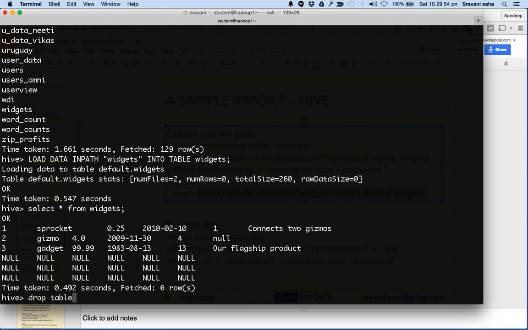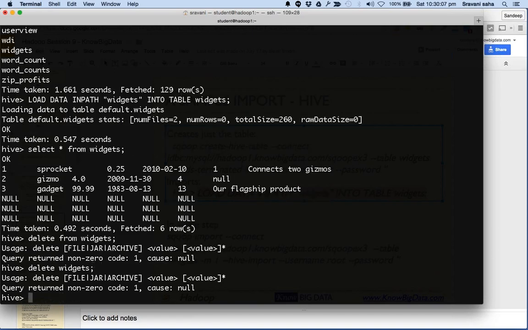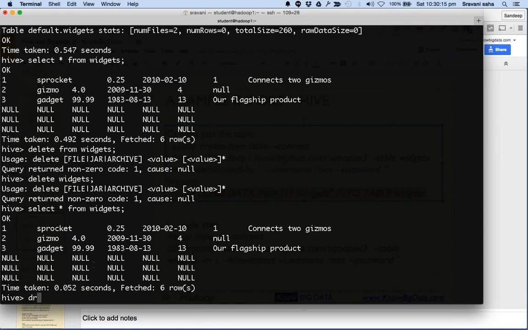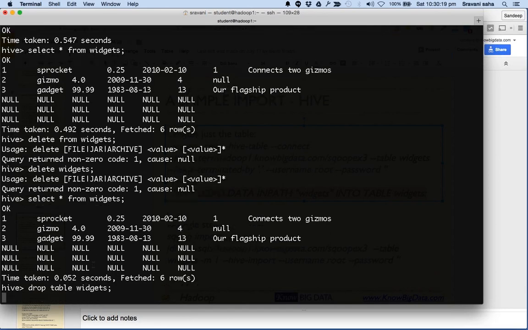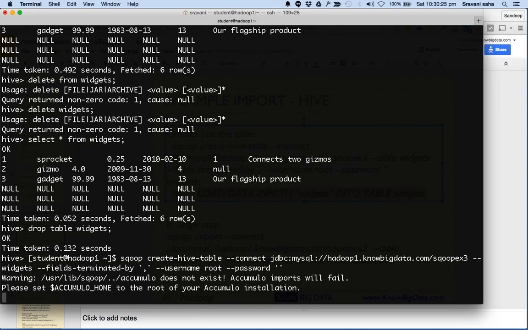drop table, not drop table, delete from widgets. Select star from widgets. It's still there. Drop table widgets. Okay, and I will run this again.